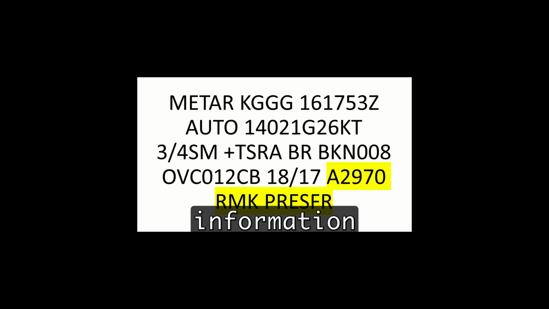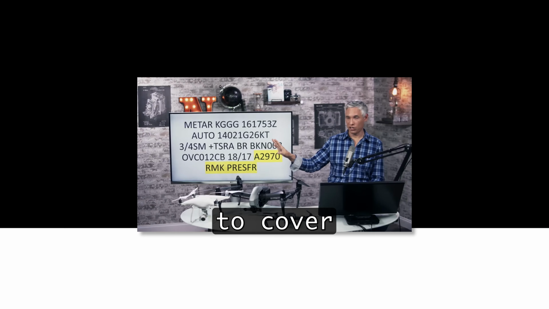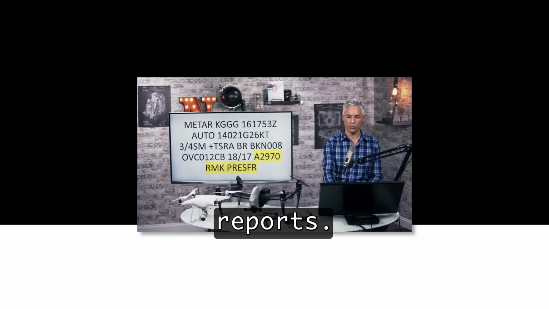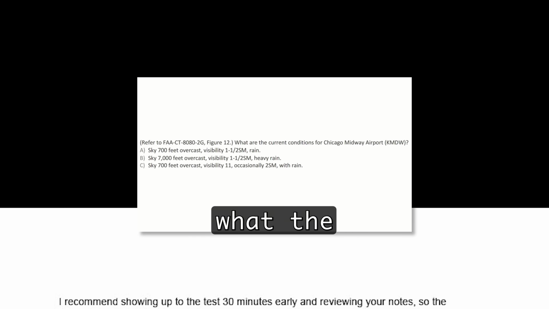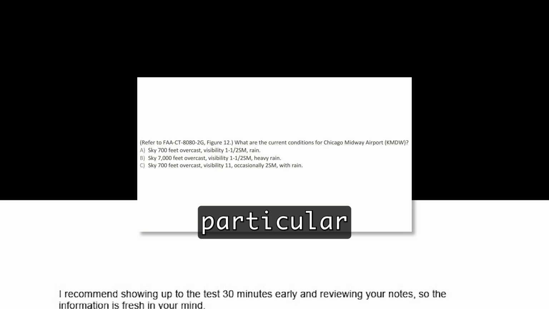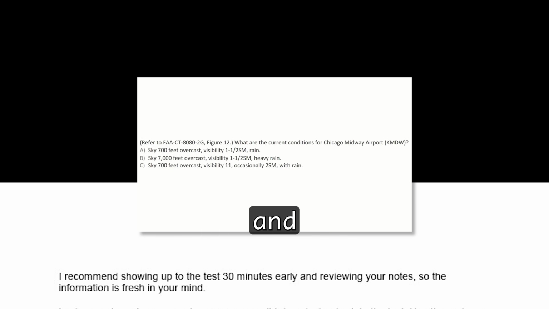There might be more information in there, like RMK is indicating remarks, but you probably won't be tested on it. I just kind of wanted to cover the core stuff that's in those reports. So here's a question about the METARs. They'll show you a METAR and ask you what the current conditions are for that particular airport. You'll look at the airport code and have to look at the METAR and figure out which of multiple METARs applies to that particular airport.